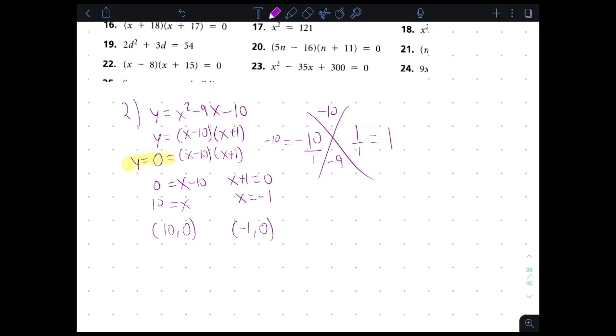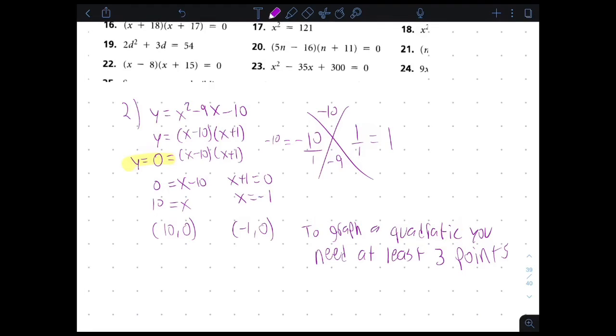And if we were graphing something linear, you only need 2 points to graph it. But to graph a quadratic, you need at least 3 points. To graph linear, you only need 2. To graph a quadratic, you need at least 3. The reason why you need 3 is because 3 points show the curvature.